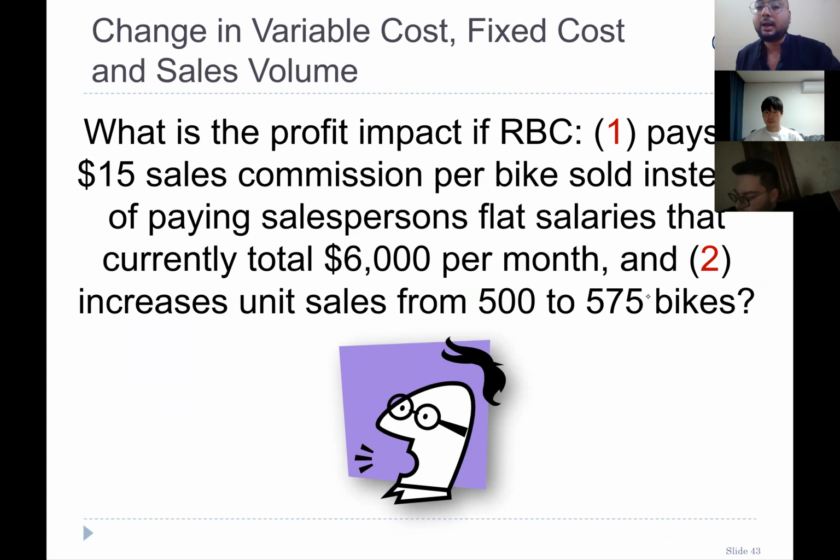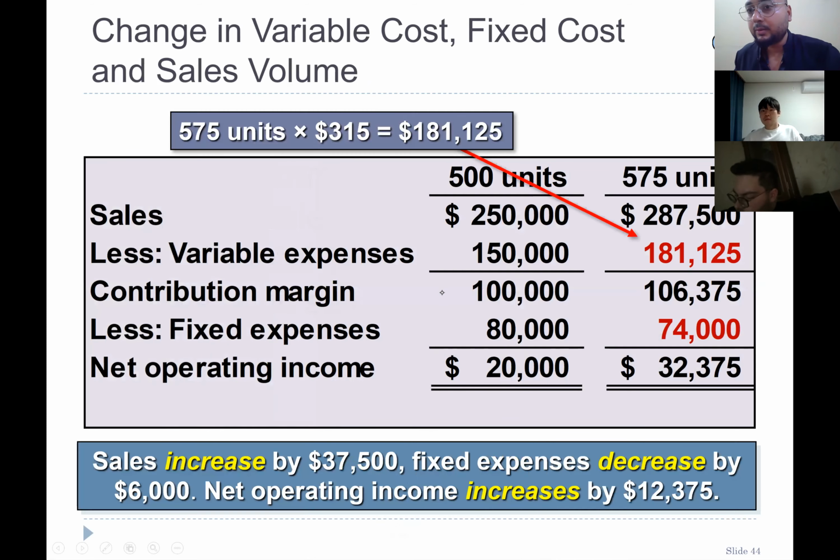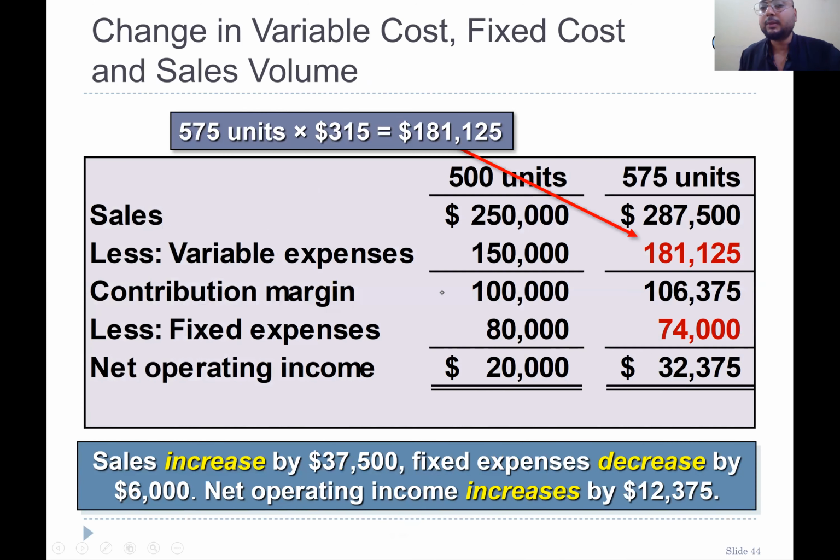Let's see that. This is the old scenario. The new scenario would be, we have sales 500 multiplied by 575, answer would be 287,500. So 575 multiplied by 315, answer would be 181,125, and your contribution margin would be 106,375. We decrease our flat commission 6,000, so our fixed expense decreases to 74,000, and look at that, the magic here.